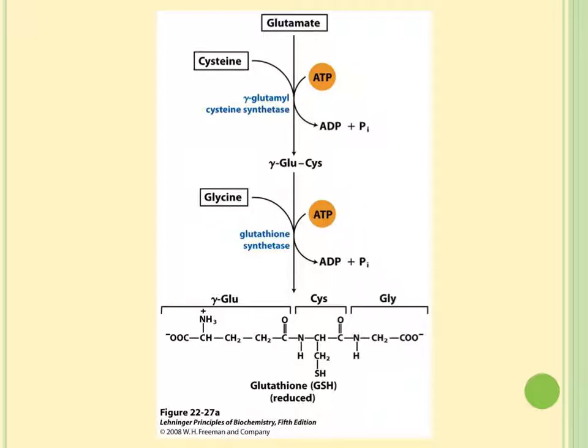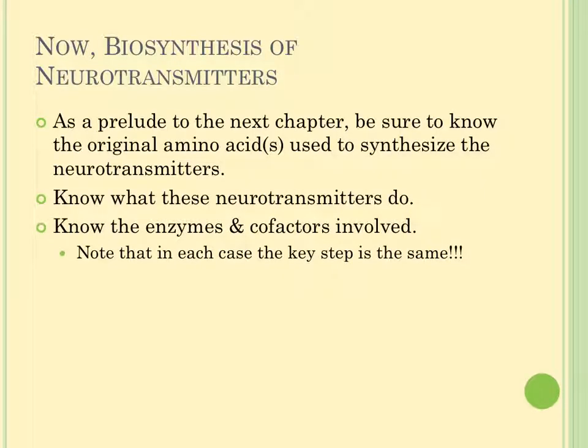Okay. Are there any questions over glutathione? Like I said, the only thing to make it reduce is you have two glutathiones that come together and make a disulfide bond. Alrighty. So next up, we're going to look at the neurotransmitters, which is actually a nice segue to the next chapter.